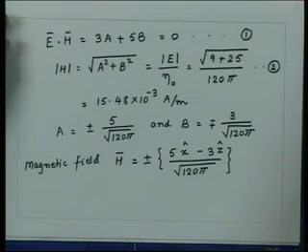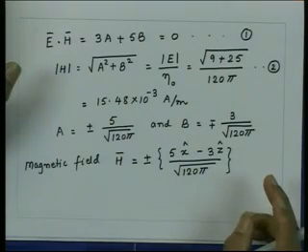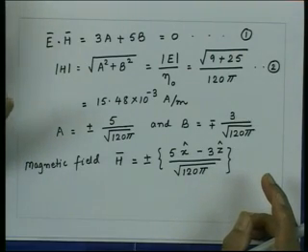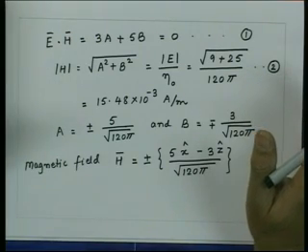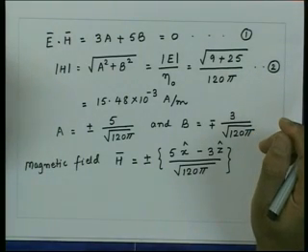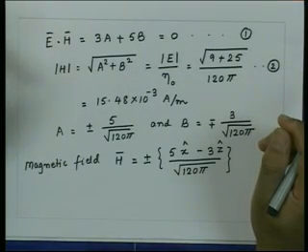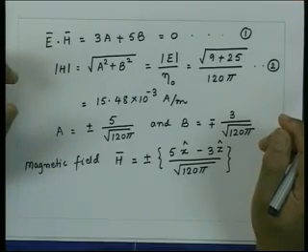So, what we did first, we took the electric field, argued that for a uniform plane wave the dot product of the electric and magnetic field is 0. So, we assume the magnetic field lies in the xz plane, which has to be perpendicular to the direction of wave propagation, which is the plus y direction. Find the dot product of E and H.